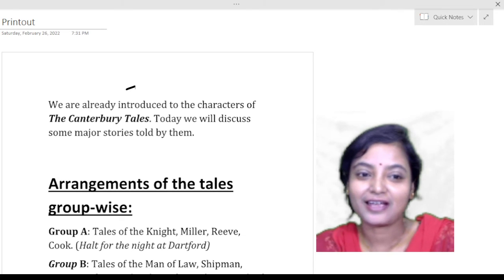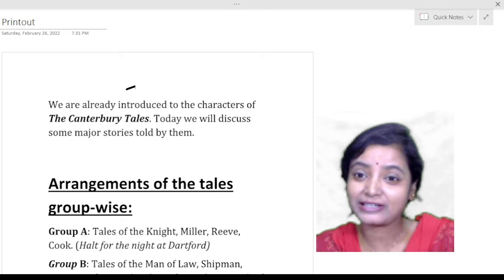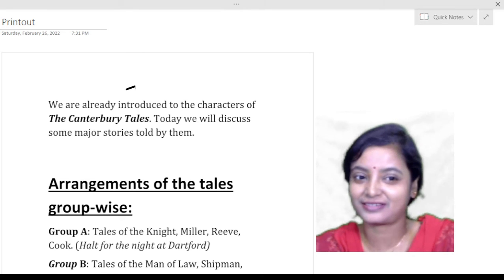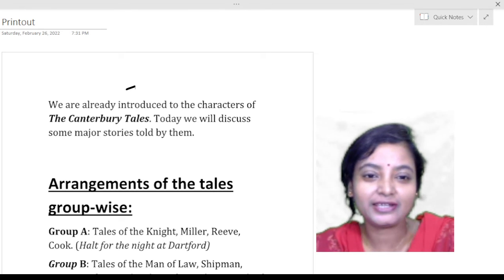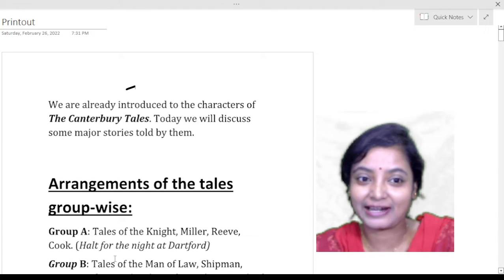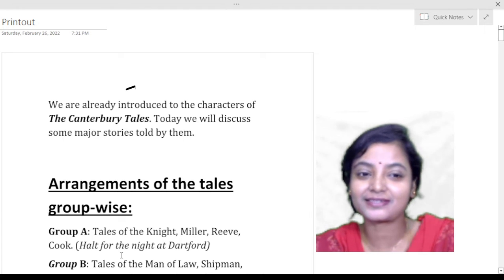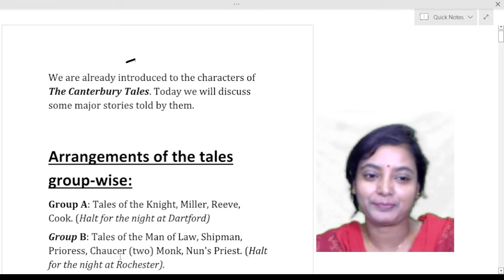Today we'll read about some of the important tales in Chaucer's The Canterbury Tales. We are already introduced to the characters of the Canterbury Tales. Today we'll discuss some major stories told by them.